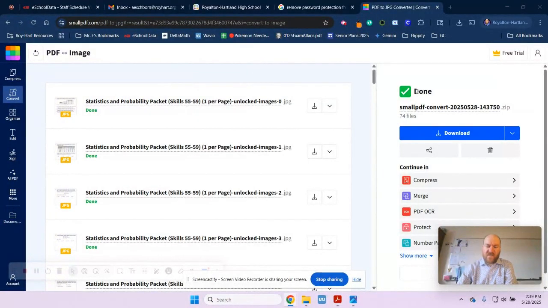Hi everyone, in today's video we're going to start our statistics and probability packet, and we'll call this skill 55. So the first thing you have to do is go over to the pink basket by my door and grab a copy of the packet that we're going to be using for this. We're going to be using this for the next 5 skills.